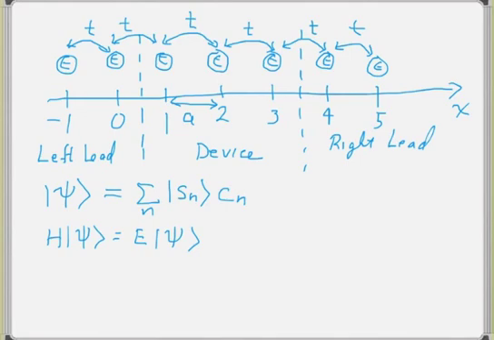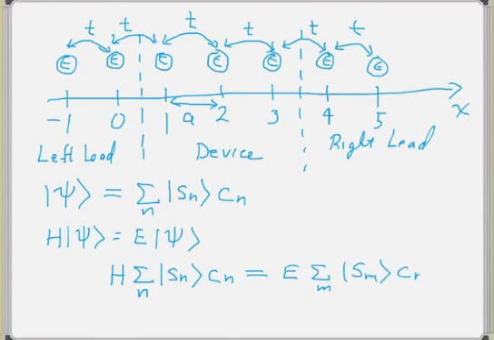And so I write out, I put in this sum for psi. I'm going to have H acting on this sum over n, s_n c_n. It's going to equal E and sum over m. Okay, I just wrote out psi in terms of the sum over the basis states.